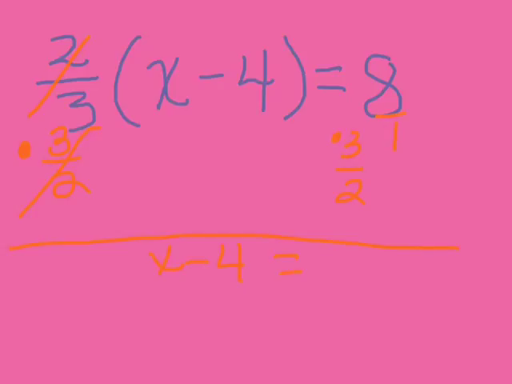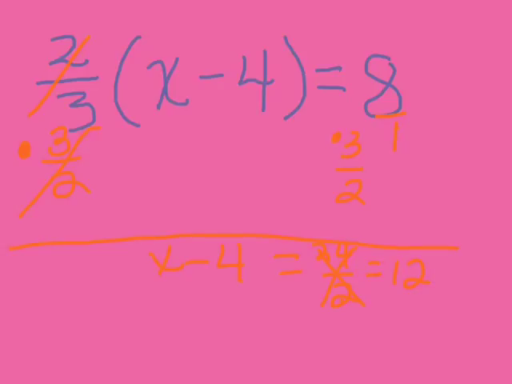like saying 8 over 1 times 3 over 2. So I multiply my numerators. 8 times 3 is 24, and 1 times 2 multiplied by my denominators is 2. Well, 24 over 2 is really just 12. So I'm going to rewrite that as 12. So x minus 4 equals 12.